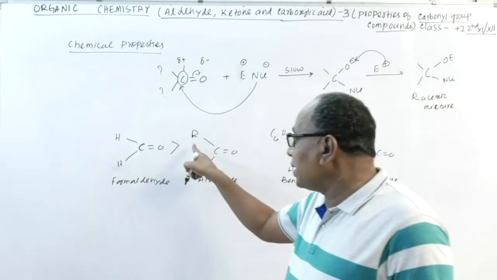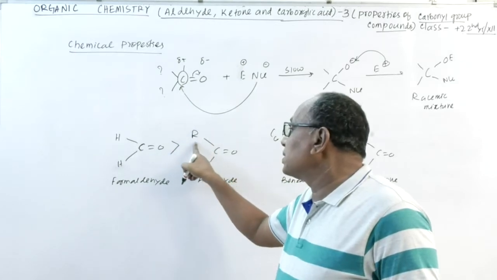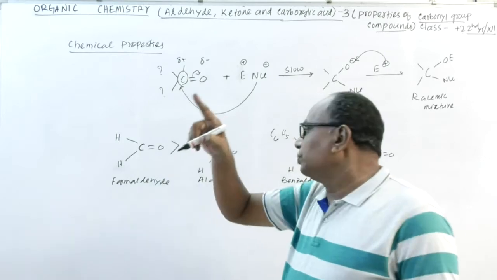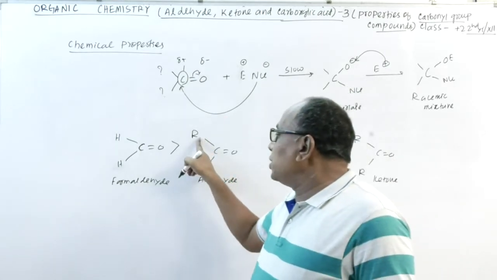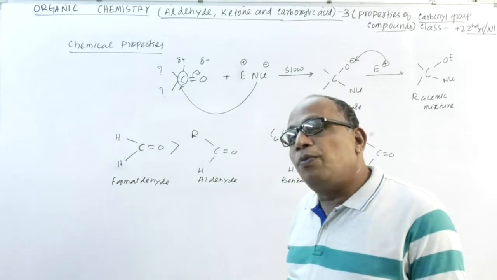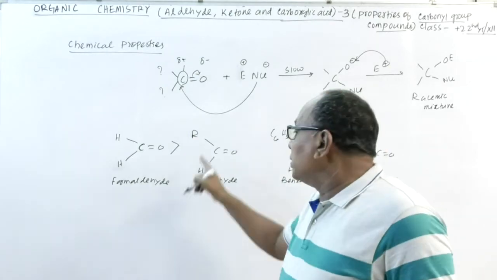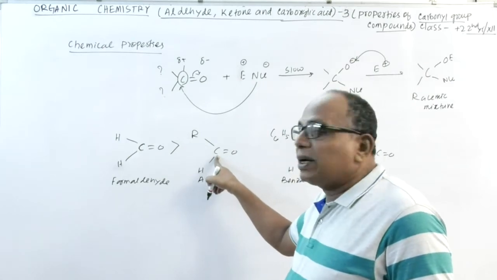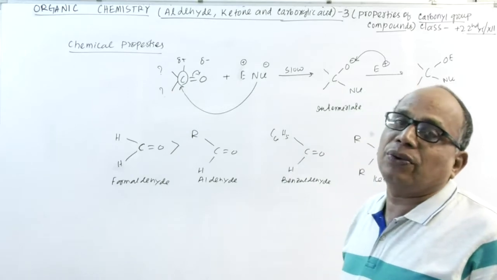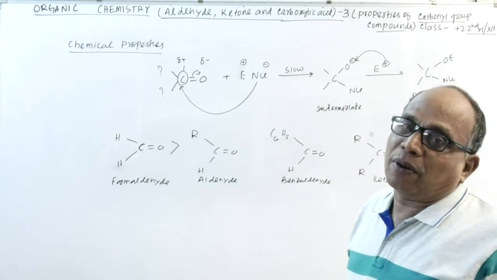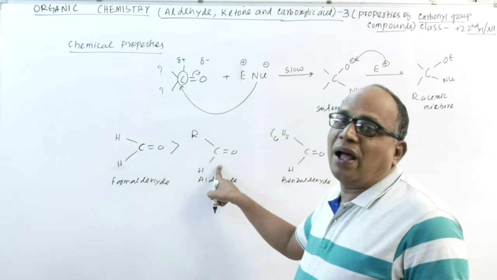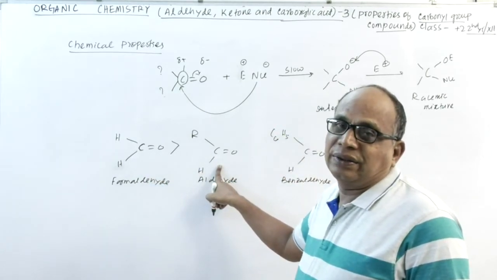In the case of other aldehydes, the aldehyde possesses an alkyl group. And the alkyl group is an electron donating group. What do you say, this is a plus I effect group. That's why the positive charge on this carbon atom is less as compared to the carbon atom in formaldehyde. That's why formaldehyde is more reactive than any other aldehyde.